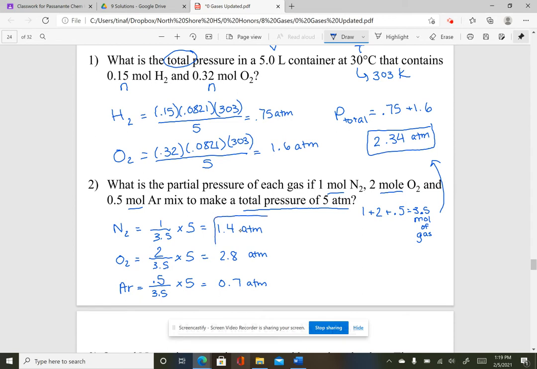For this formula, they have to give you the total, otherwise you wouldn't know what each part was making up. All right.